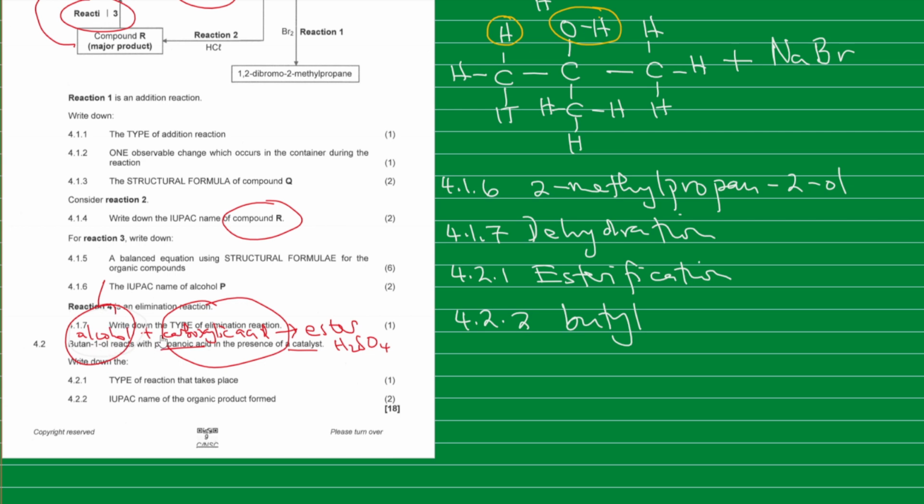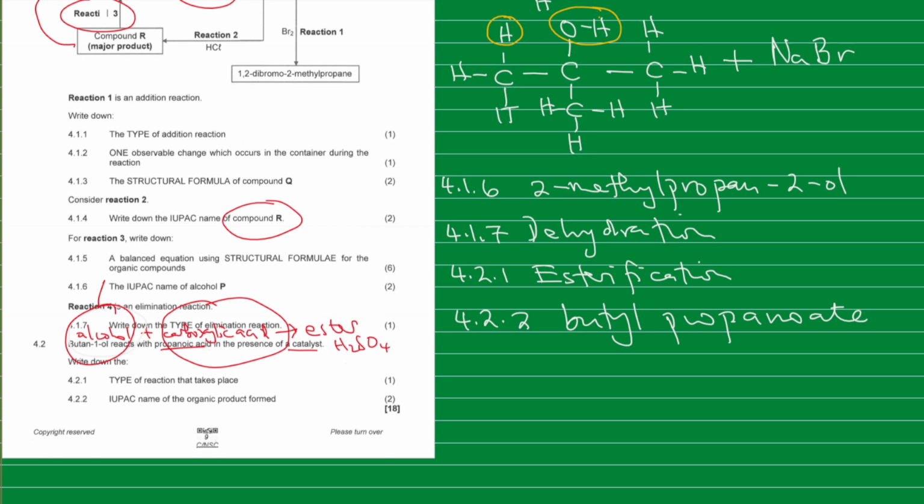The second part of the name for an ester comes from the carboxylic acid, and our carboxylic acid is propanoic acid. So the name will be propanoate. So it's butyl propanoate. Now the function of the sulfuric acid is to remove the water.